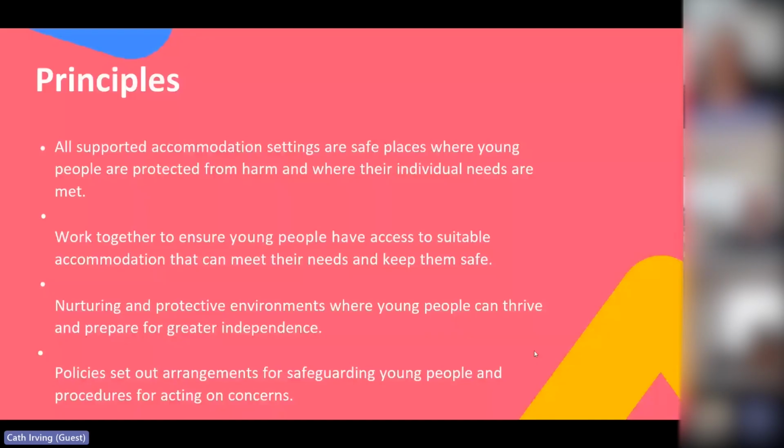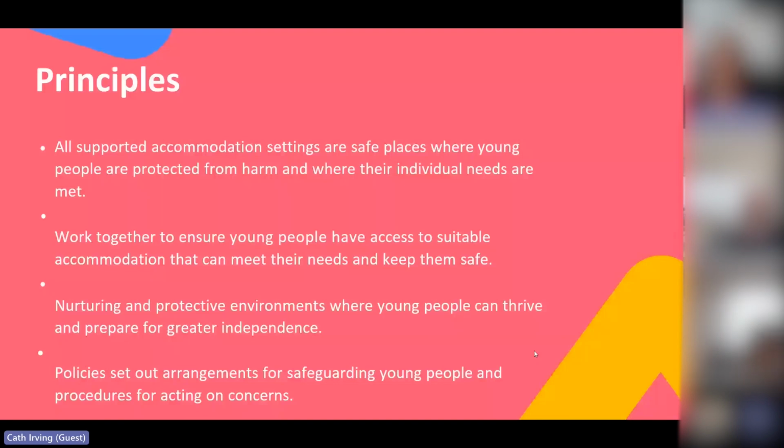The guidance reminds us that it's imperative that all children within supported accommodation settings are in safe places, and they need to be places where children are protected from harm, where their individual needs are met. It also reminds us of the inherent vulnerabilities of some of the young people who are going to be living within that supported accommodation. Looked after children and care leavers are often some of the most vulnerable children and young people in society, and it's really important that we work together, do everything that we can to ensure that they have access to suitable accommodation and that their needs can be met and that they can be kept safe.